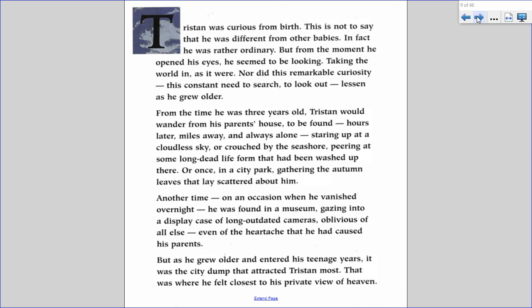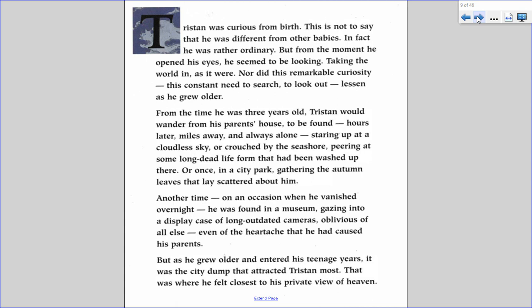From the time he was 3 years old, Tristan would wander from his parents' house to be found hours later, miles away and always alone, staring up at a cloudless sky, or crouched by the seashore, peering at some long dead life form that had been washed up there. Or once in a city park, gathering the autumn leaves that lay scattered about him. Another time, on an occasion when he vanished overnight, he was found in a museum, gazing into a display case of long outdated cameras, oblivious of all else, even of the heartache that he had caused his parents.